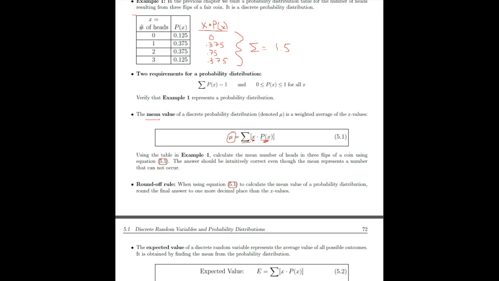All right, and for a round-off rule, the textbook gives us this rule: when you calculate the mean of a probability distribution, round the final answer to one more decimal place than the x values. That's very consistent with the round-off rule that we've learned already in class, and it's just being more specific to go one more decimal place than the x values.